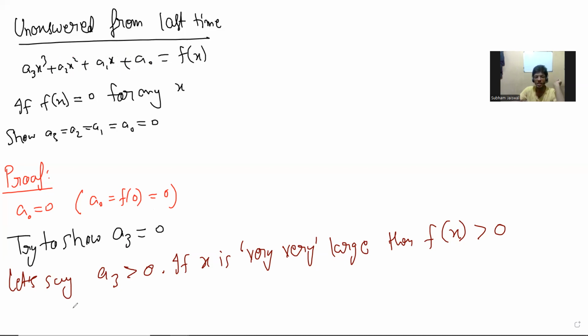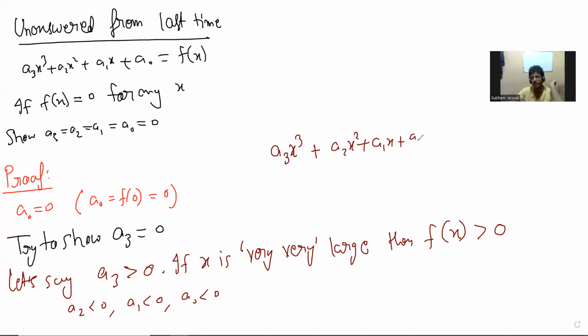So let's say that a2 is less than 0, a1 is less than 0. Let's assume the worst case in which all these three are less than 0. And you're putting a very, very large value of x. Then what happens? So a3 x cube, what do you want to say? You want to say that this thing.